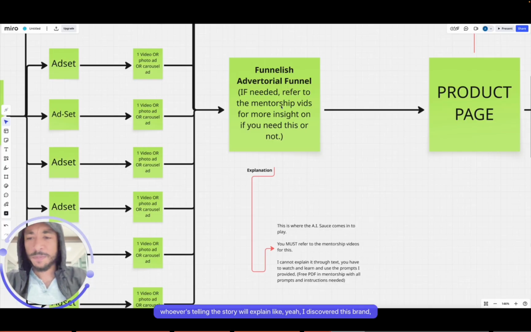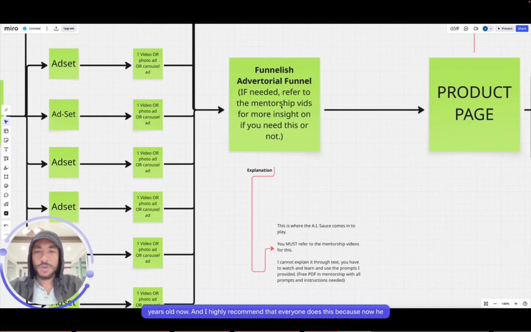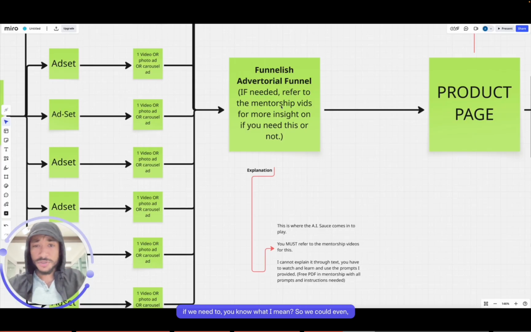Whoever's telling the story will explain like, yeah, I discovered this brand's blah, blah, blah supplement and it changed everything. And ever since then, we did this, that, and third. And Grandpa's 93 years old now. And I highly recommend that everyone does this because now he can jump and his knees where they used to be bad, you know? So we can have 10 or 15 of these stories if we need to. You know what I mean?